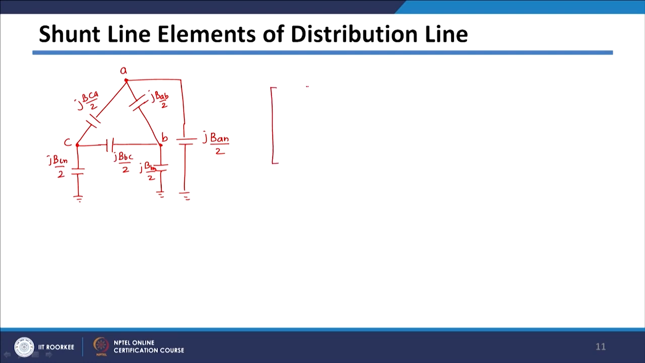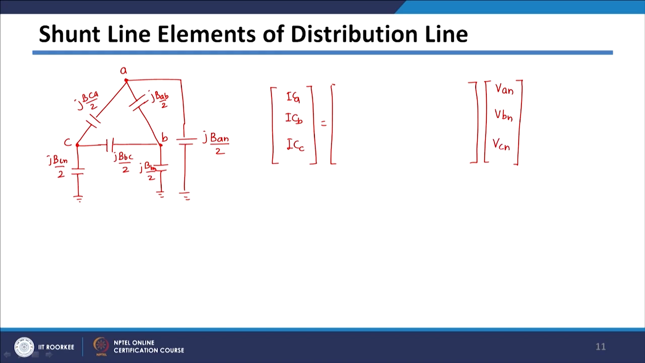In this case we can calculate the currents injected. So, the currents in 3-phase matrix form, ICAN, ICA, ICB and ICC, will be equal to some matrix made up of admittances, which then gets multiplied by the voltages. These voltages are VAN, VBN and VCN. Now, this is the admittance matrix.